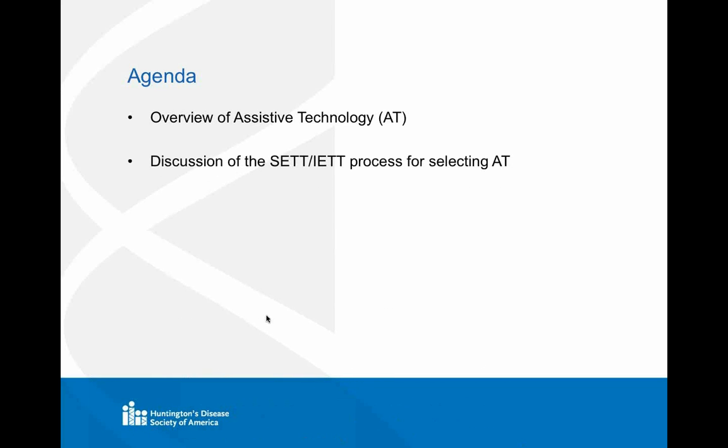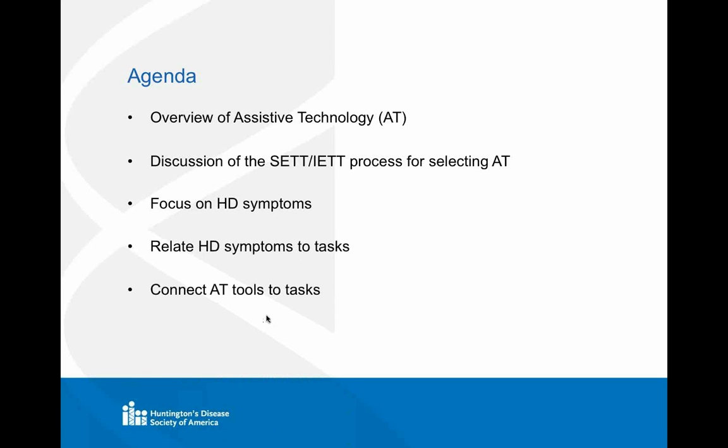So let's talk about the agenda a little bit. We're going to start with an overview of what is assistive technology. And then from there, we're going to talk about the process for selecting AT. We're going to talk about some HD symptoms, and then relate the symptoms to the tasks that need to be completed that are becoming more and more difficult due to HD symptoms. Then we will eventually look at the AT tools, assistive technology tools, and we'll match them to the tasks. And then we'll do our Q&A.